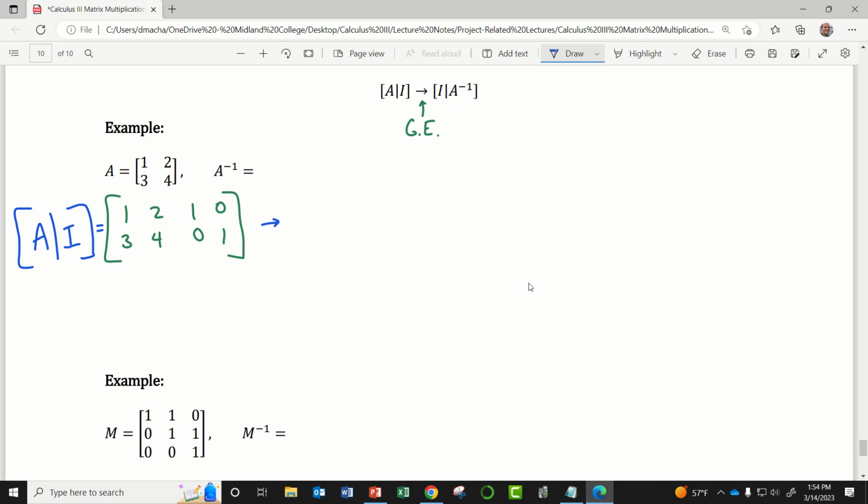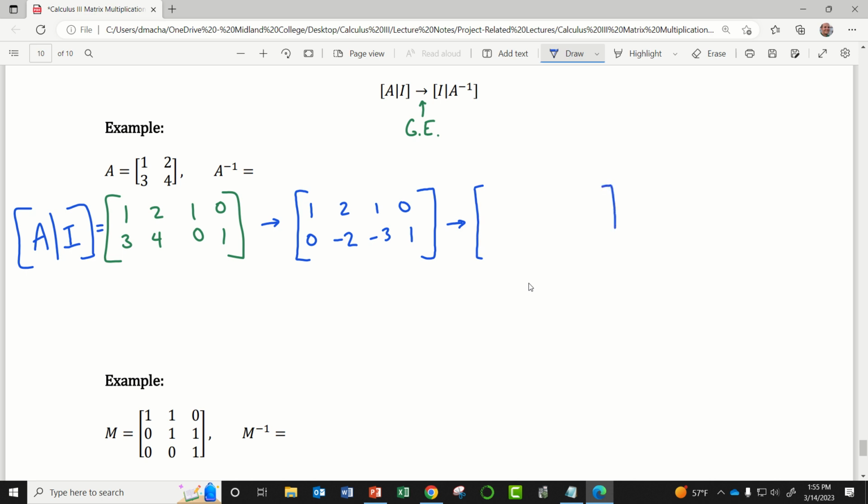I want this 3 to be a 0 now, so I'll subtract 3 times the first row from the second row, leaving the first row the same. Then 3 minus 3 times 1 is 0, 4 minus 3 times 2 is negative 2, 0 minus 3 times 1 is negative 3, and 1 minus 3 times 0 is 1. That's my new second row after that row operation.